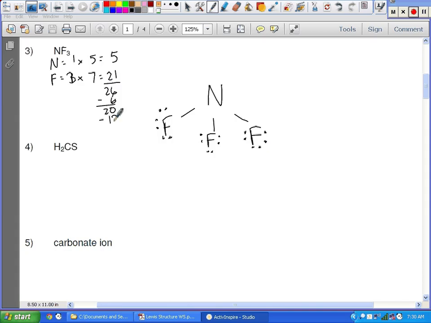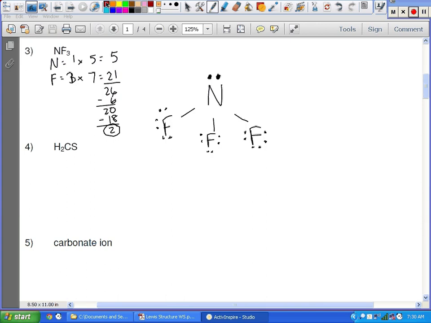left. What is the rule for any valence electrons that are left once all your outer atoms have their octet? They must go on the central atom. And that is exactly why I drew this like this. So what does this mean? Those two electrons are the lone pair.